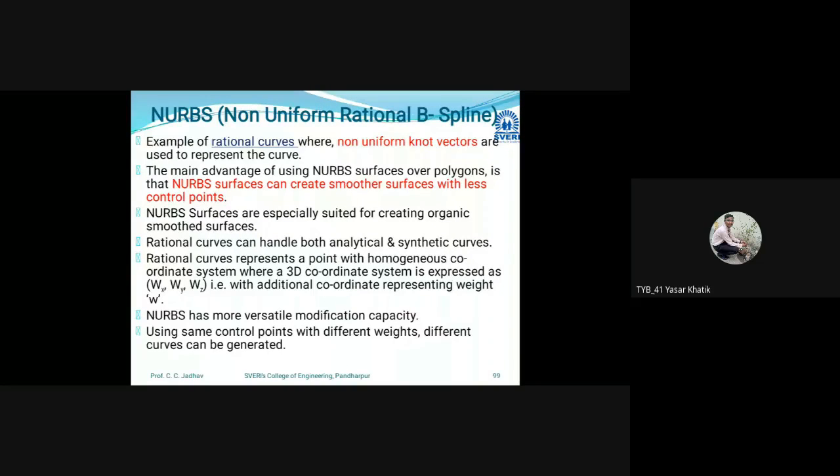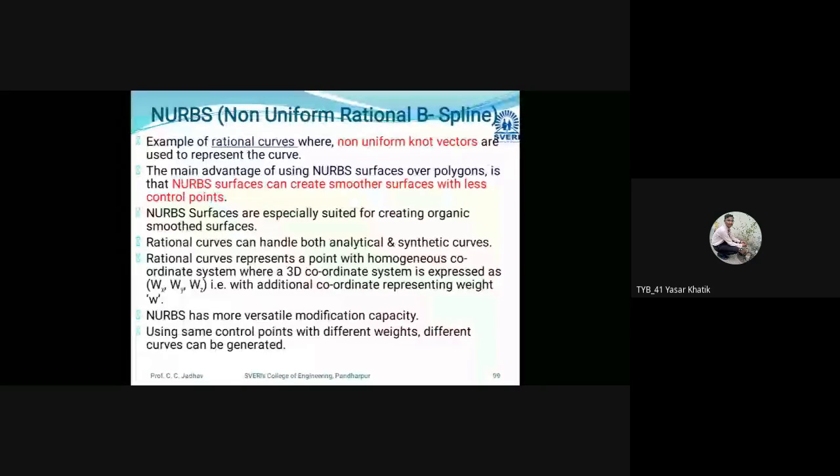There are some different properties in NURBS. So first, it can handle both analytic and synthetic curves. Okay, this is one of the unique types of curve, where a single type of curve can handle both analytical and synthetic curves. Some information of a simple shape may be lost due to conversion into a rational curve. Suppose you want to translate information from non-rational to rational, at that time some information may be lost. Okay, so using some control points, different curves can be generated. Using the same control points, you can change the nature of the curve and you will get a new shape.